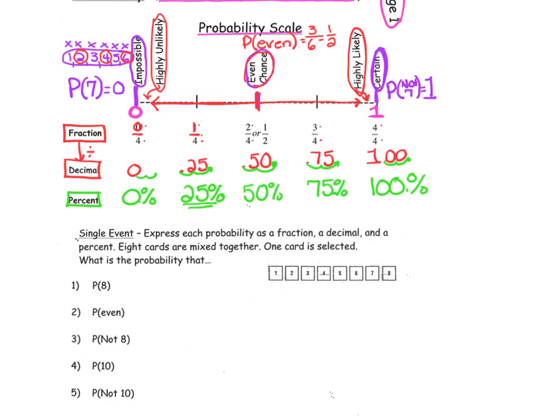Let's read together. Express each probability as a fraction, a decimal, and a percent. 8 cards are mixed together. 1 card is selected. What is the probability that? Now we have 8 possible outcomes. We could draw a 1, 2, 3, 4, a 5, 6, 7, or 8. That's called my pool of elements.